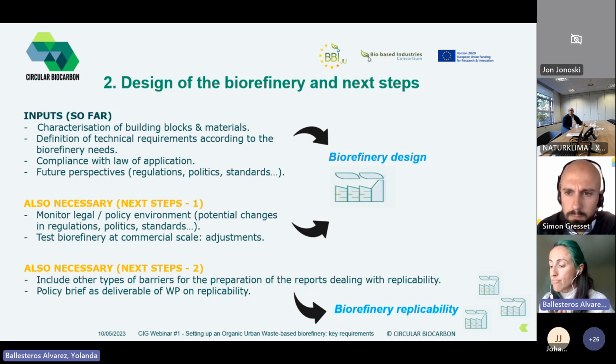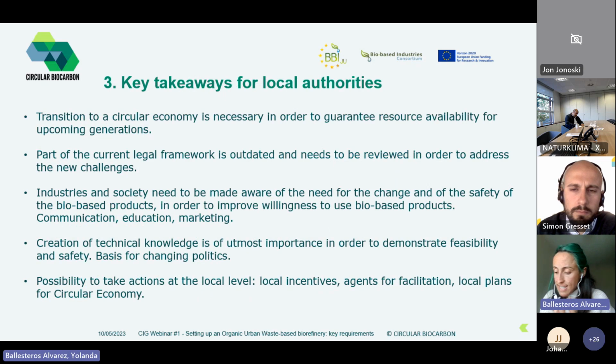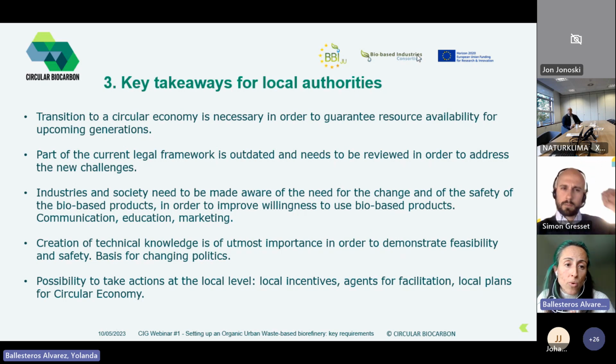And in any case, the monitoring of the biorefinery operation, once it has been built, will be necessary in order to adjust the different technologies and come up with the final design of the biorefinery. But another necessary step is the consideration of other types of barriers, not only policy related, which will be done later in the project. And in this slide, we can see a summary of the key takeaways to take with you once the webinar is over. So I will read them.